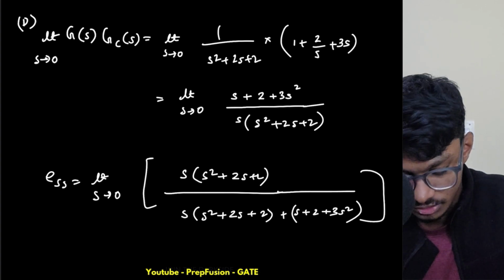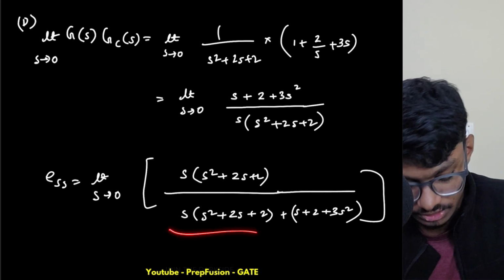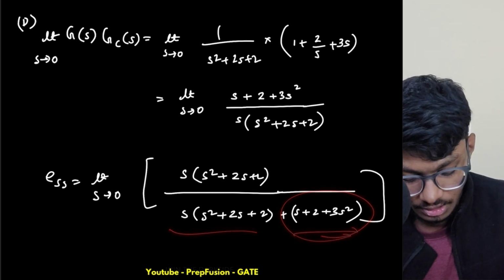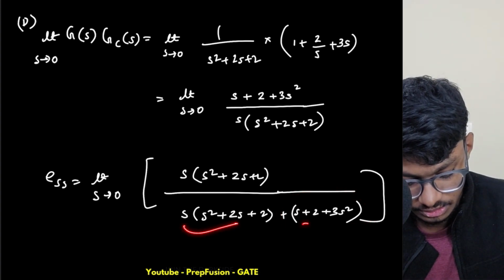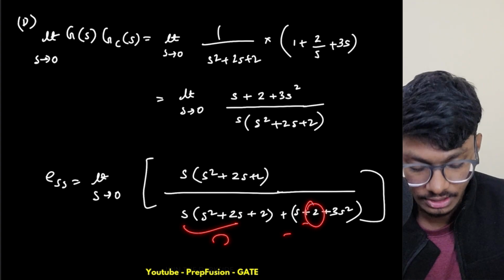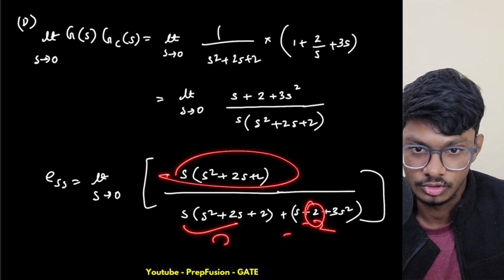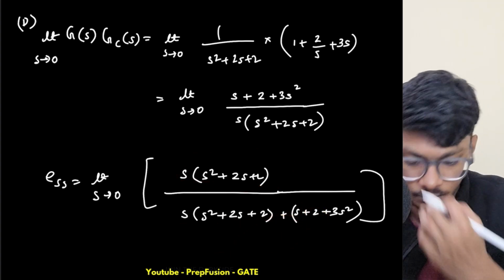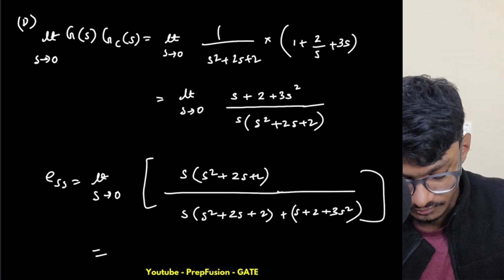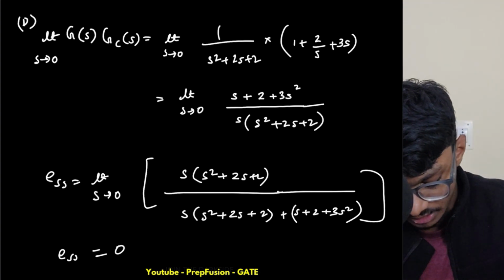Now can I put 0 over here? S equals 0. Yes, I can put. This is fine because this will be 0, but this will be 2. Okay, so 0 plus 2 is 2, and this will be totally 0. So numerator there is 0 and denominator there is 2. That is fine. 0 upon 2 is 0 itself. So this totally makes my steady state error 0.